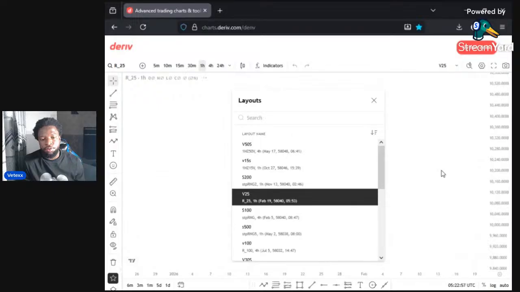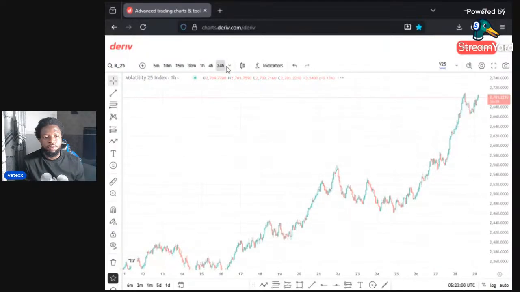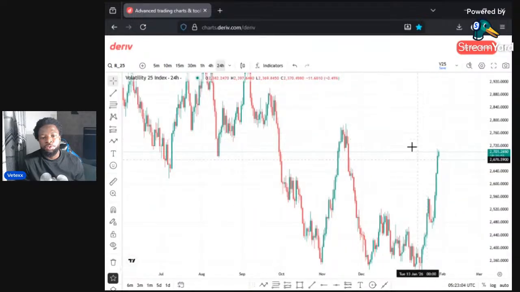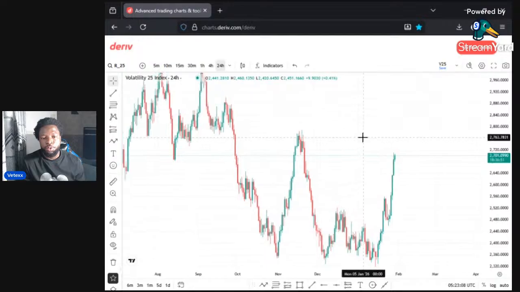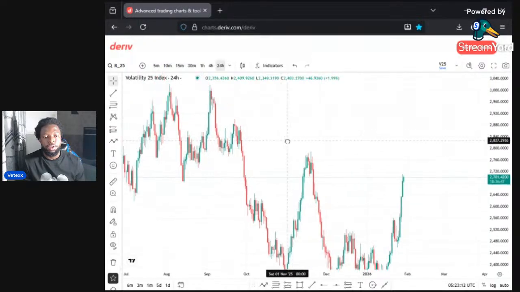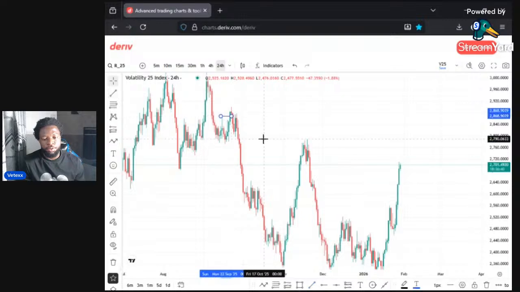Let's check out V25 index, right? V25 index on the weekly time frame is bearish, and then we are anticipating a move on the 24-hour time frame. So there is nothing on the hourly time frame of V25 index. So this is what we have. On the 24-hour time frame, we have this. So we are going to be waiting for this. This might take some days to come here, to come to the POI and trigger.